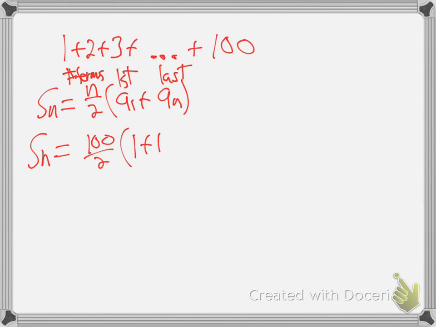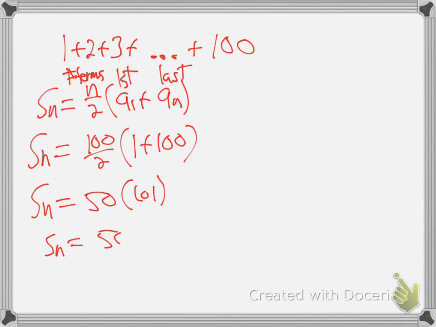First term is 1. Last term is 100. Good? There we go. And so what is that? 50 times 101. And that's 5050. Is that good? We just added up the numbers 1 to 100 that quick.